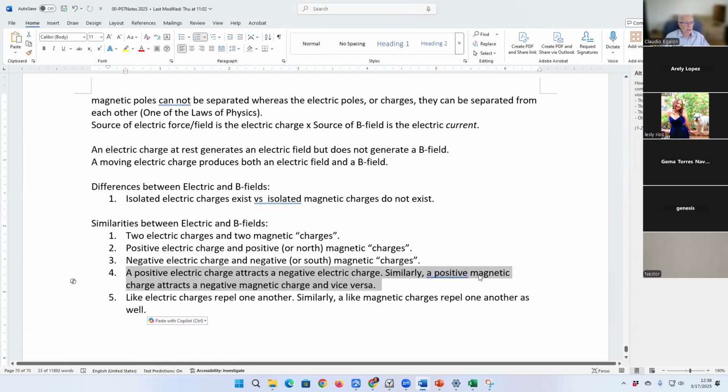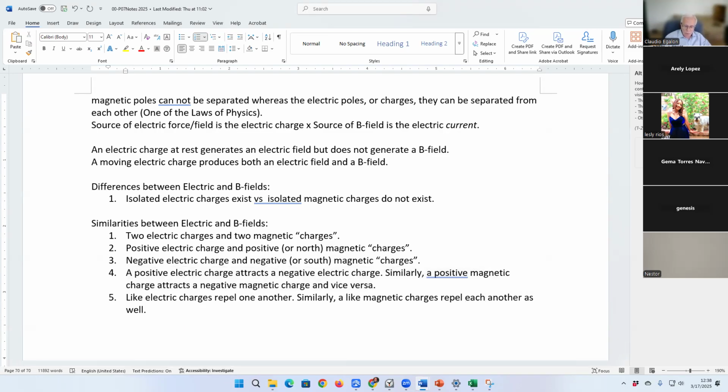Similarly, a positive magnetic charge attracts a negative magnetic charge and vice versa. Like electric charges repel one another, similarly, like magnetic charges repel each other as well.